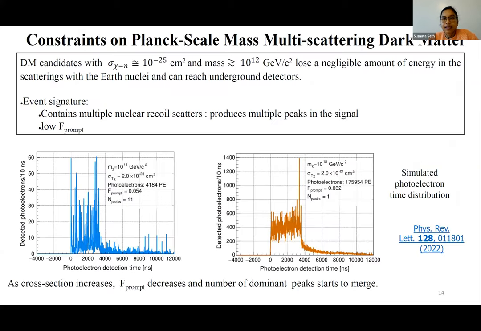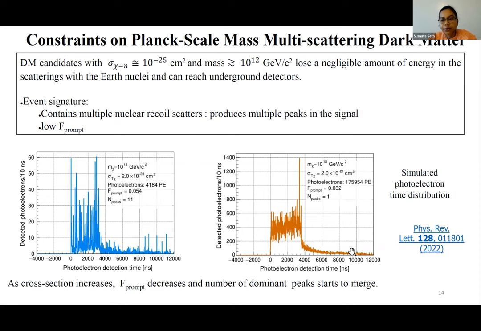Now I'll be talking about Planck scale mass multi-scatter dark matter. This paper was just published last week in PRL. A dark matter candidate which has an interaction cross section of the order of 10^-25 cm² and mass greater than 10^12 GeV can lose a negligible amount of energy in scattering with Earth nuclei, so that it will be able to reach an underground detector and produce an event signature. But this signature is expected to be different from that produced by a WIMP candidate of dark matter. It basically contains multiple nuclear recoil scattering information, so they will have multiple peaks and are expected to have low Fprompt.